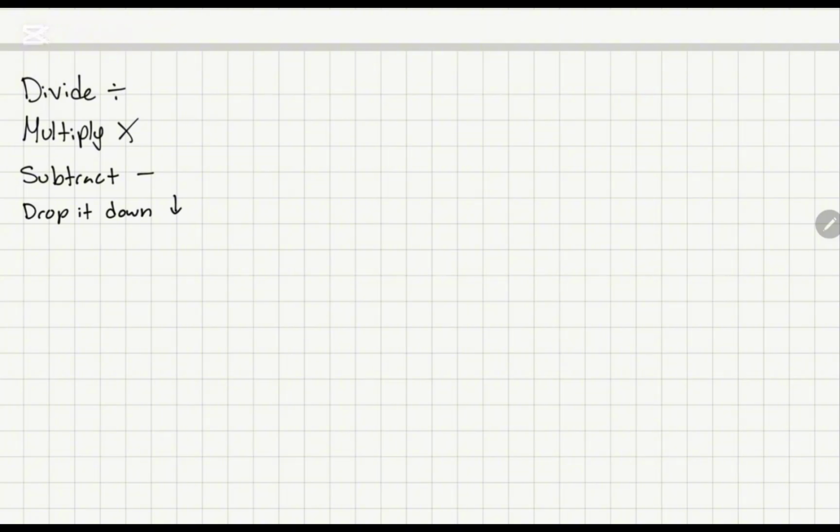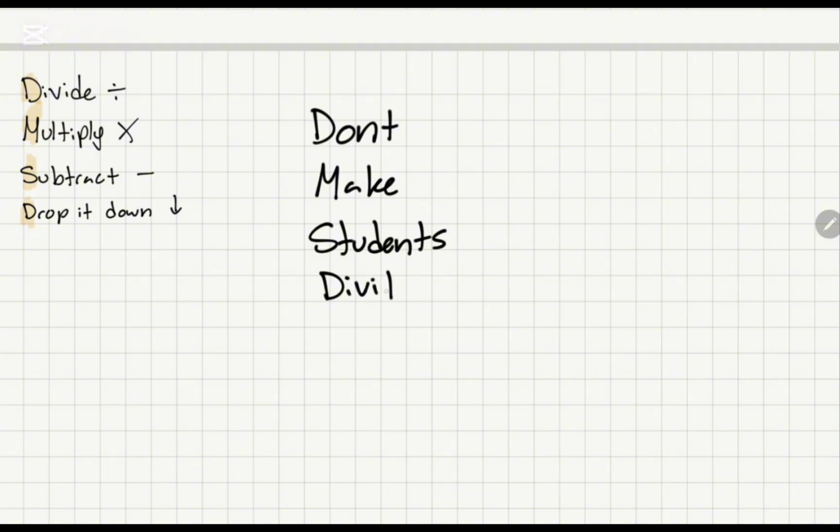An easy way that you can remember all the steps is with a mnemonic. So using the letters D, M, S, and D, you can help remember this by remembering don't make students divide. Pardon my spelling mistake there. So you can remember divide, multiply, subtract, and drop it down by remembering don't make students divide, which is quite ironic.